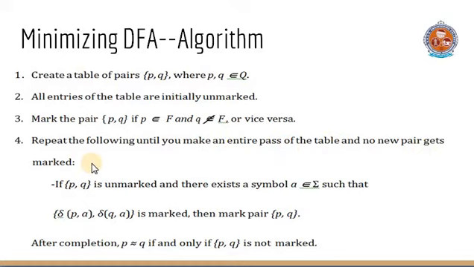Now we have to repeat the following until we make an entire pass of the table and no new pair gets marked. That is, we have to repeat this process for all the possible pairs in the given table. If PQ is unmarked and there exists an input symbol A such that delta of P,A and delta of Q,A is marked, then we have to mark PQ. This process is repeated for all the possible states. After the completion of the entire process, if PQ is not marked, then we can say that P is identical to Q.